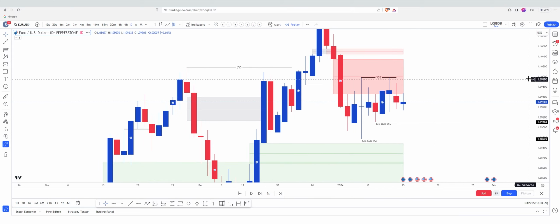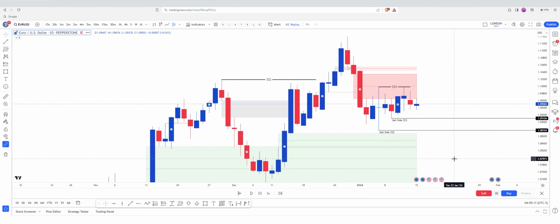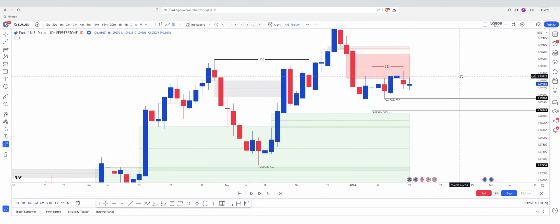Coming into this, my thesis is that I have a bearish bias because we're delivering from a bearish fair value gap and we should be seeking some kind of liquidity now. Swing lows, which could be here, here, or ultimately down here from December. So going into the session with a bearish bias.